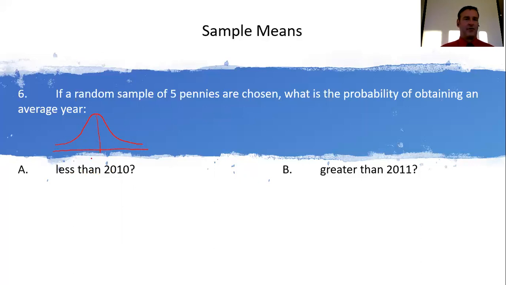Right down the middle, I'm going to draw mu. And I'm going to write 2006.6 because that is my population mean. If I were to take my standard deviation, 8.019 divided by the square root of 5, you do get 3.586, and I'll just use that as my standard deviation from here on out.